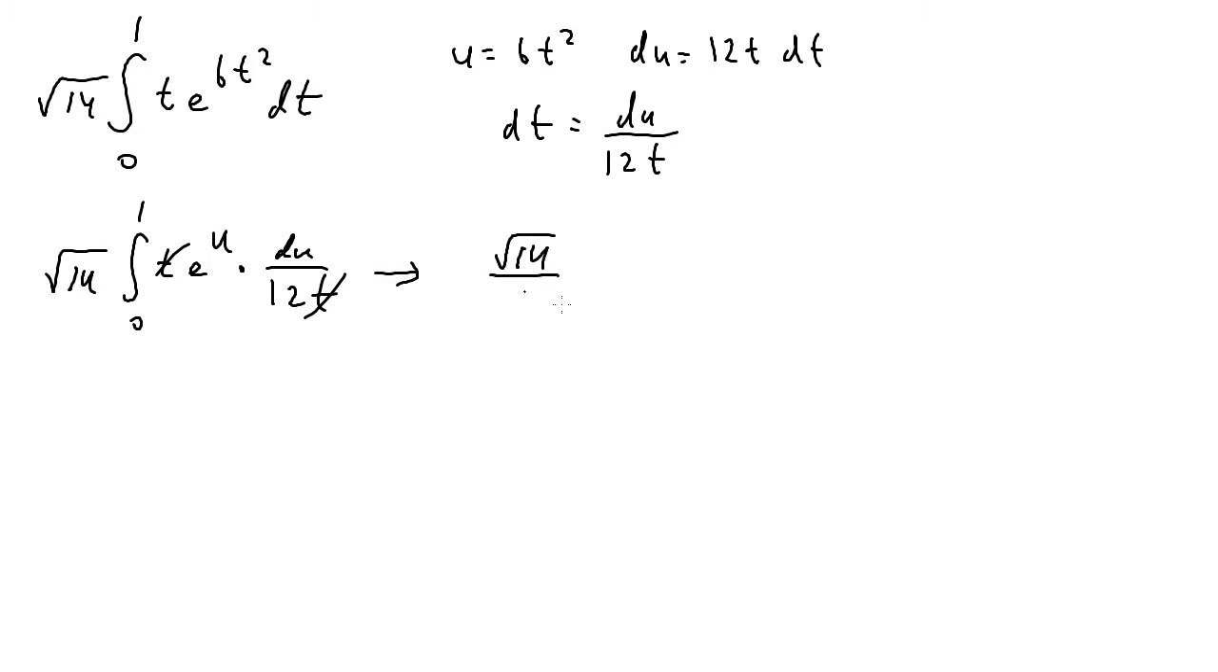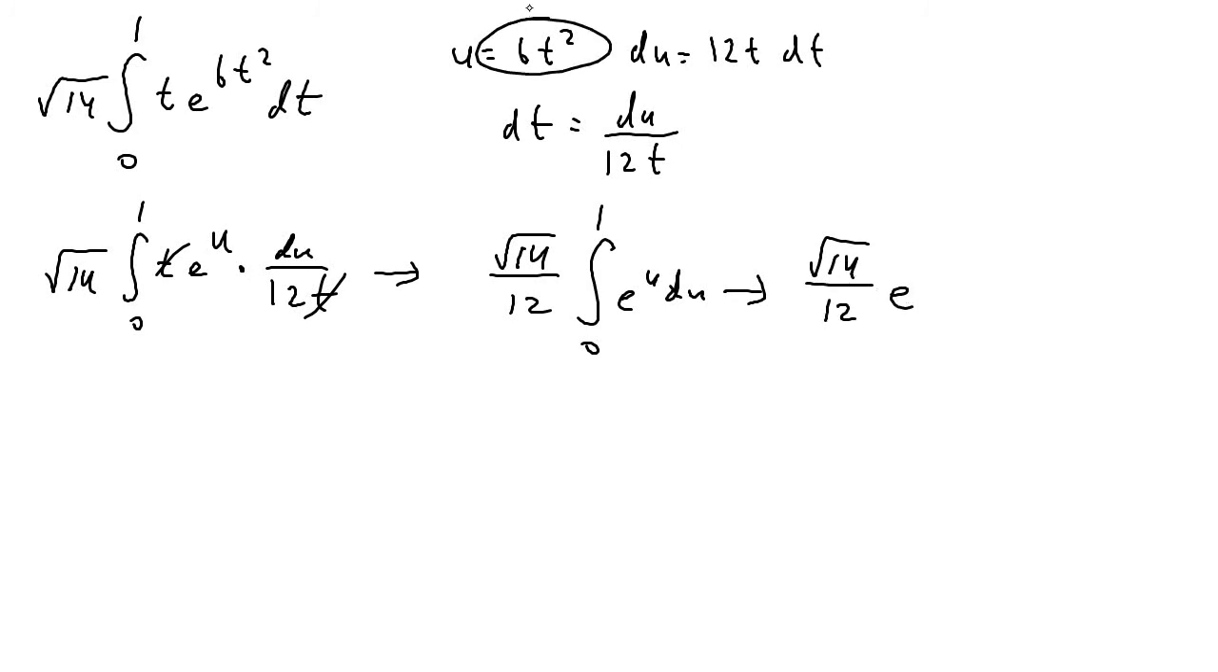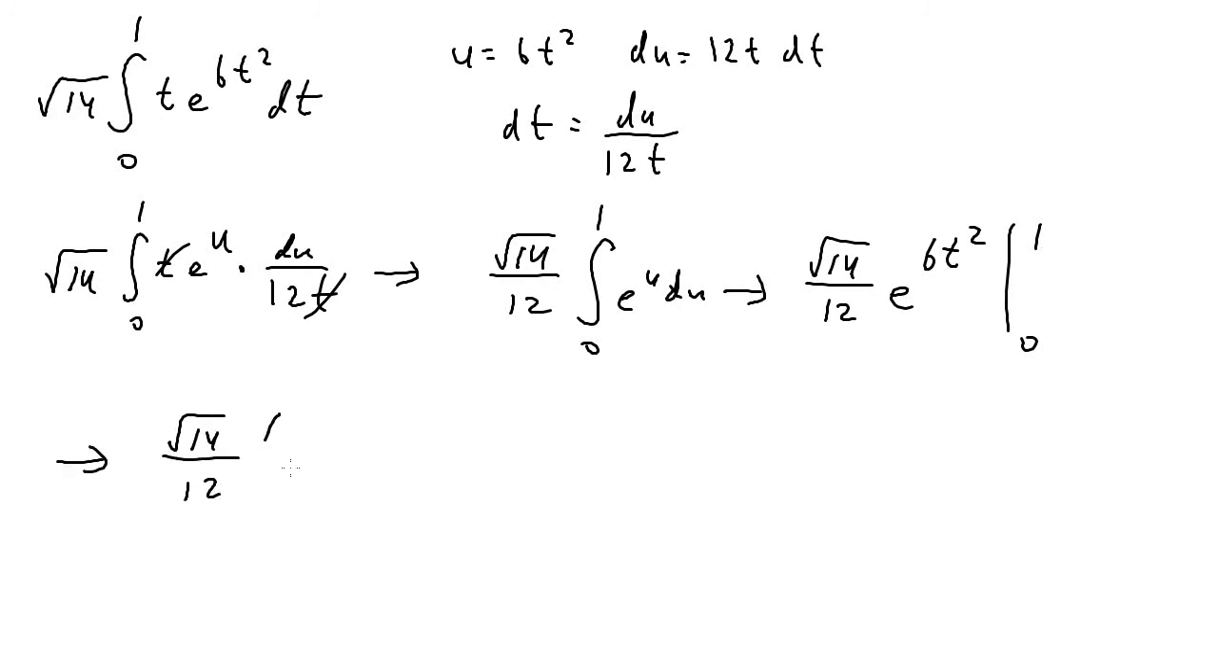So we get the square root of 14 over 12 times the integral from 0 to 1 of e to the u du. The integral of e to the u is e to the u. So we have the square root of 14 over 12 times e to the u. Once again, u is equal to 6t squared, so e to the 6t squared. Let's go ahead and evaluate that from the t bounds of 0 to 1. So when I plug in 1 for t, we'll get e to the 6 times 1 squared, which is 6, minus, when I plug in 0 for t, we'll just get e to the 0, which is 1. So that's going to be the final answer.